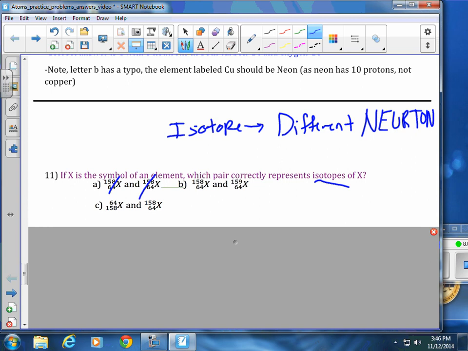If I look at this, my atomic number is the same. That's what I want. My protons didn't change, but then you'll see 158 to 158 to 159. My mass number has increased. So this is going to be your isotopes.